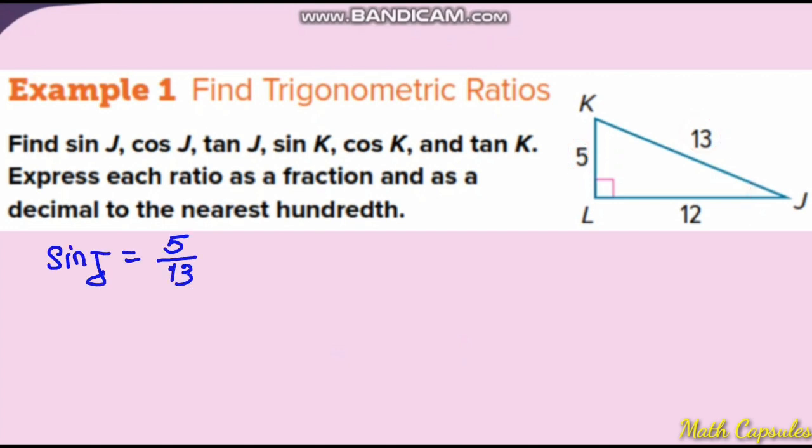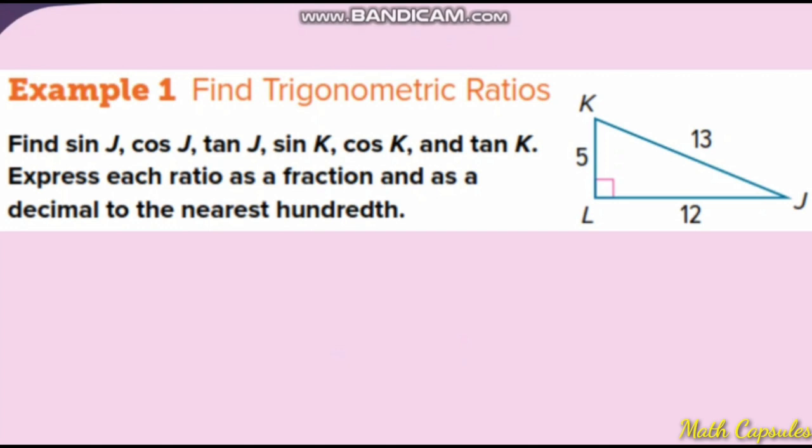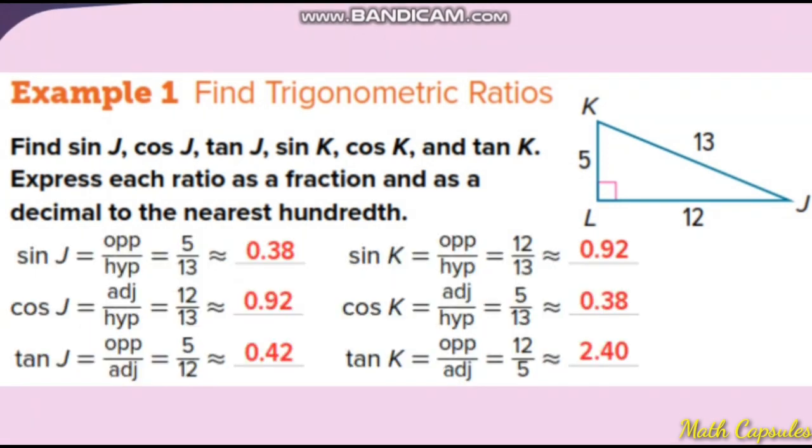Now we know that cosine of the angle J is equal to the adjacent over the hypotenuse. So cosine J equals 12 over 13. For tan J, we divide the opposite, 5, over the adjacent, 12. We do the same for sine, cosine, and tan of K.